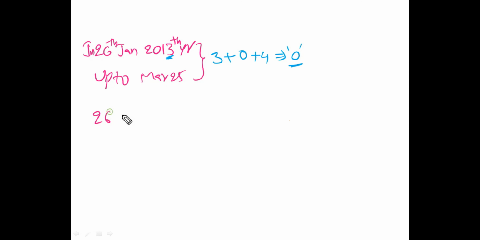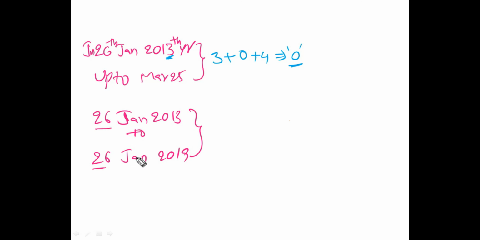From 26th January 2013 to 26th January 2019, how many odd days will be there? Because here the date is same, 26 January, directly by taking year gap, we can find the number of odd days. So 2013 to 2019, how many years gap is it? 6 years gap.